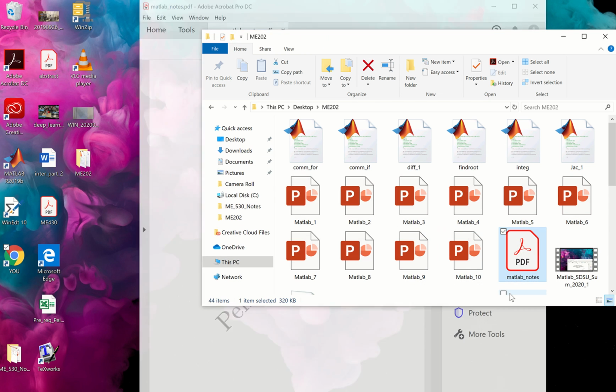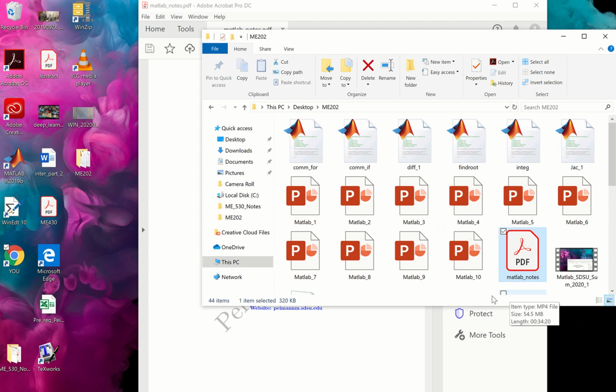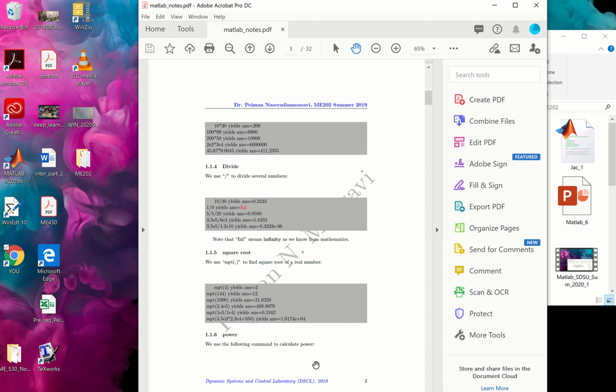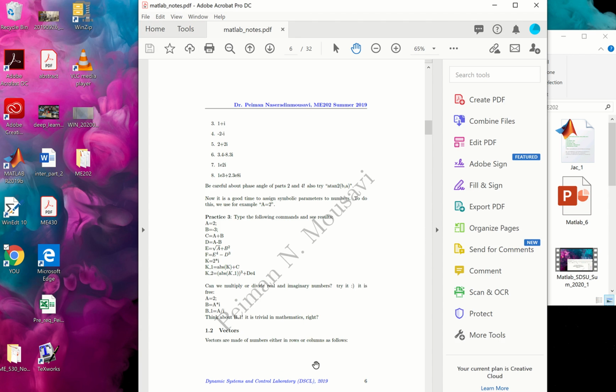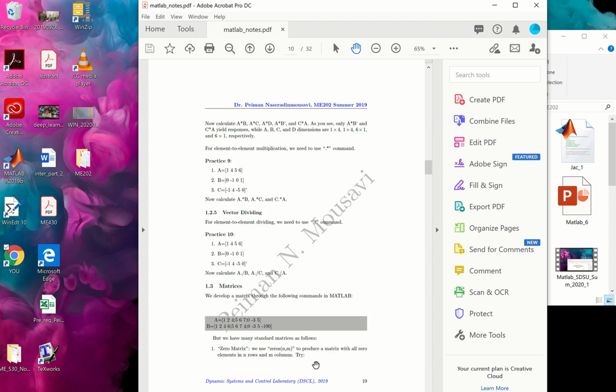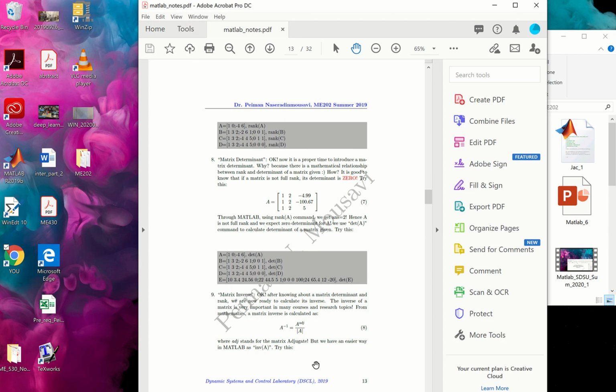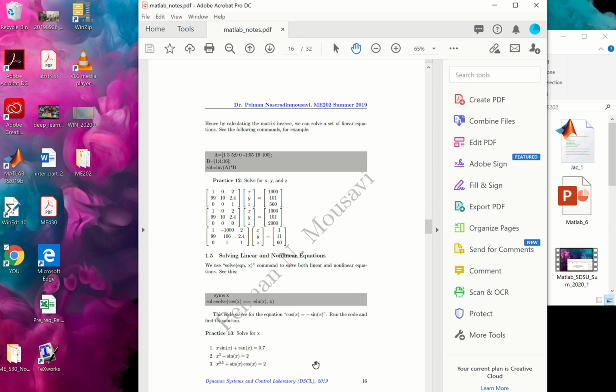Today I'm gonna talk about coding with the if and for in MATLAB, and this is a very important part of the course because when you go to upper level courses and you see the research, you have to learn how to code in MATLAB.